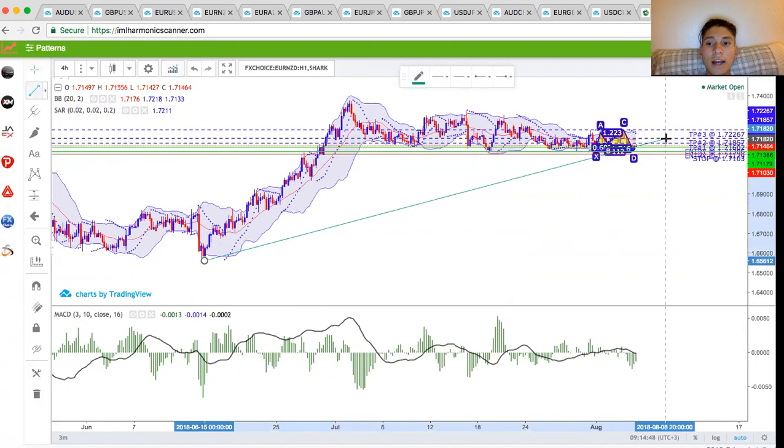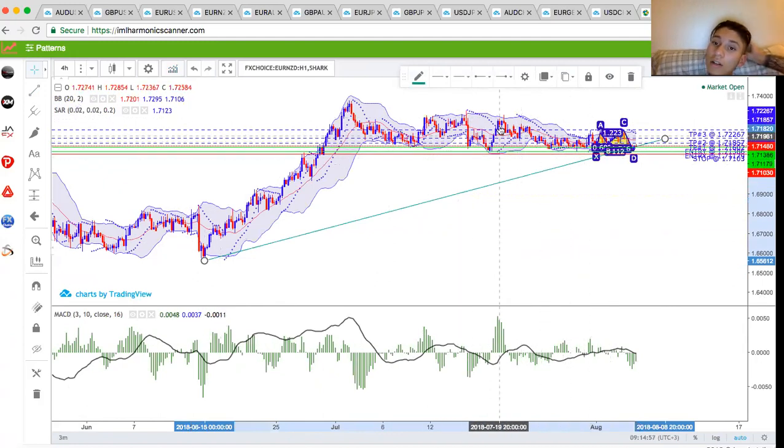Yeah, it's an overall buy. So this is good to me, right? They're calling out a buy on the harmonic. Overall buy, it's on a consolidating market. The best time to trade harmonics is on consolidating markets.